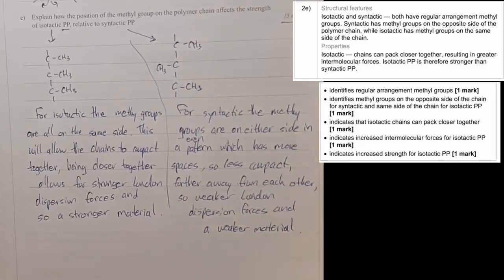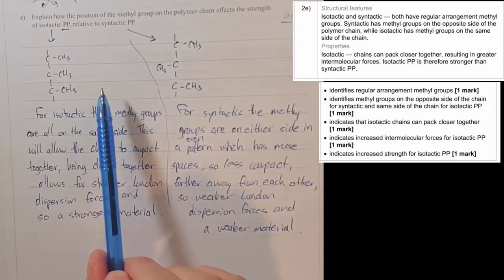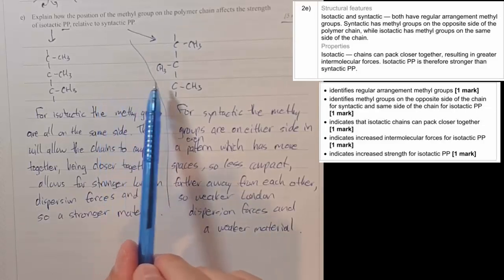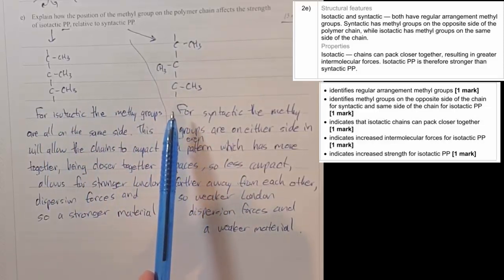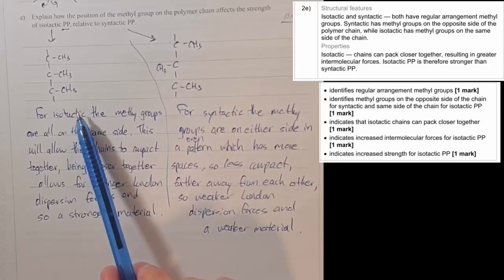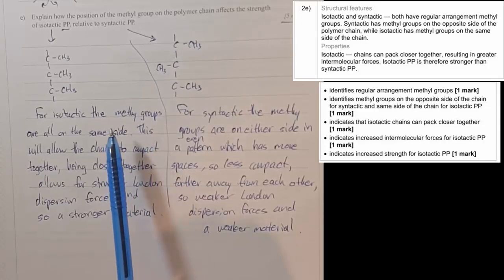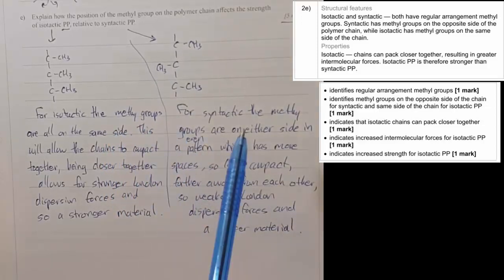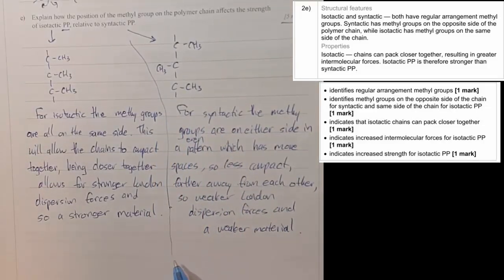Alright, I don't know what else we can say. I'm just going to go straight to the mark scheme. 5 marks is a little bit annoying that it's that many marks for that. Let's see how we go. Identifies regular arrangement of methyl groups. Well, kind of, yeah. Identifies methyl groups on opposite sides for syndiotactic and the same side for iso, yeah. Indicates isotactic is compact, yes. Increased intermolecular forces. Oh, they didn't even ask for London dispersion. That's a bit shady. All right. Indicates increased strength. Yeah, I got them all. Actually did a better job than the mark scheme, surprisingly, or not surprisingly.